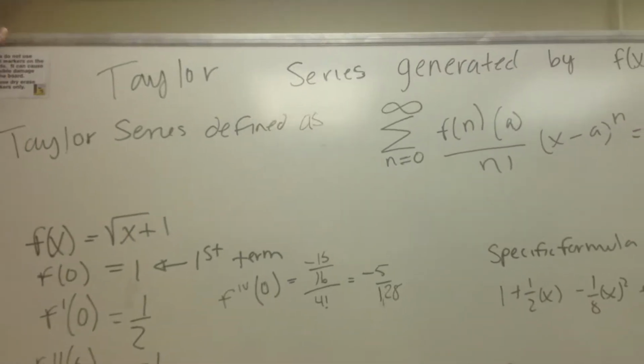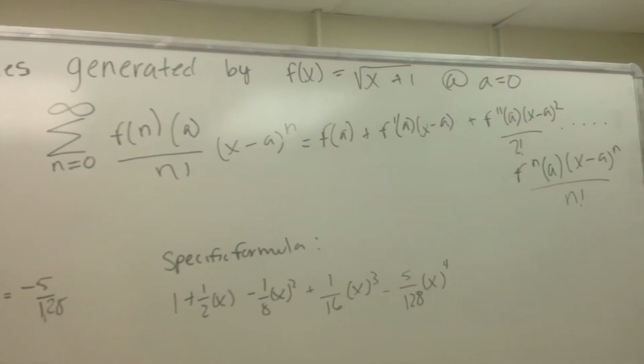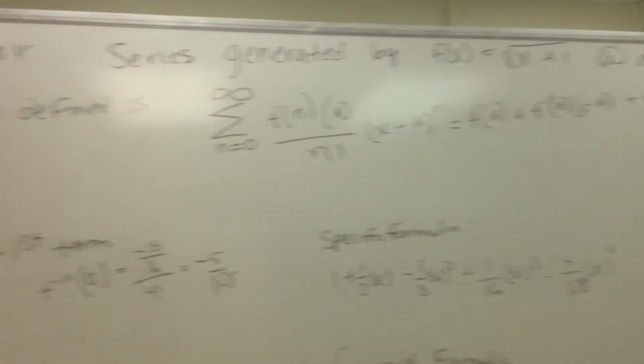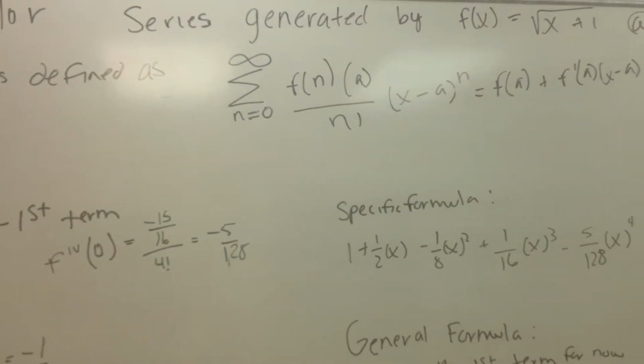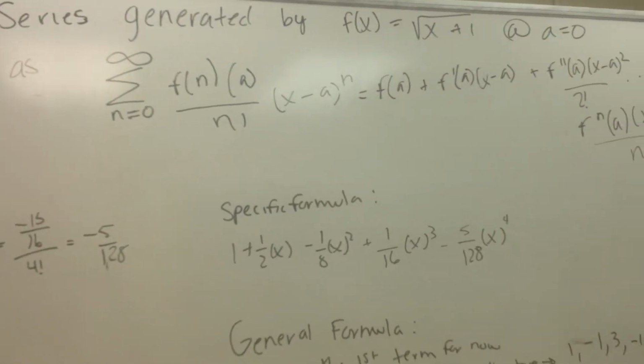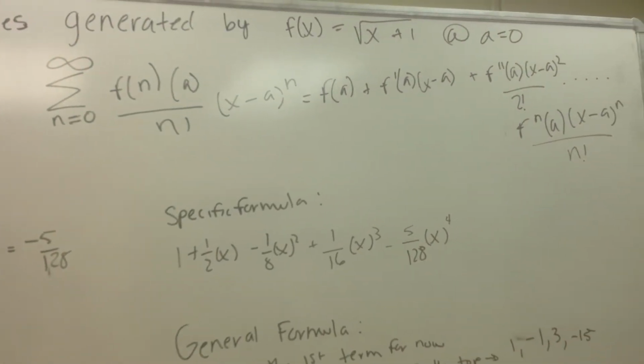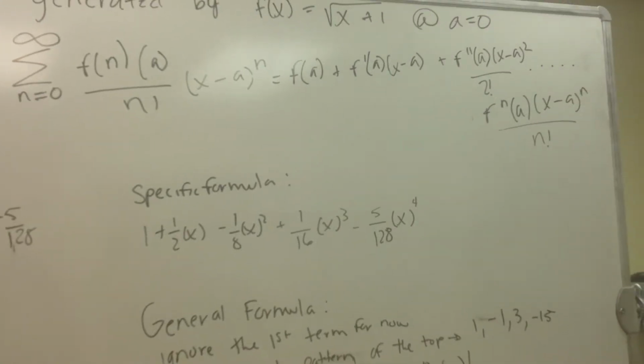Alright, what we're going to do today is find the Taylor series generated by f of x equals the square root of x plus 1 at a equals 0. The Taylor series is defined as a summation from n equals 0 to infinity of f^(n) of a over n factorial times x minus a to the n.